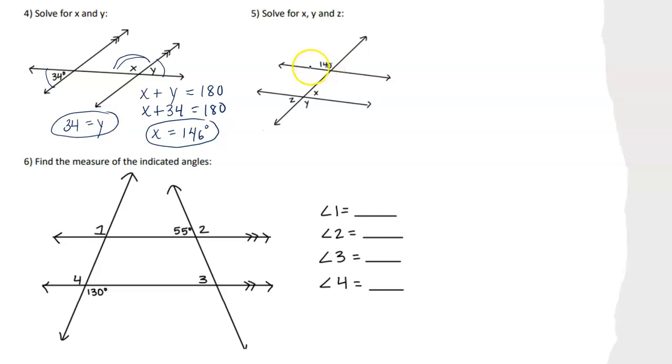All right. For number 5, this 140 is going to be the same as y because those are alternate exterior angles. So 140 is going to be equal to y. And then I know that x and y form a linear pair. So because x and y form a linear pair, I know that they add up to 180.